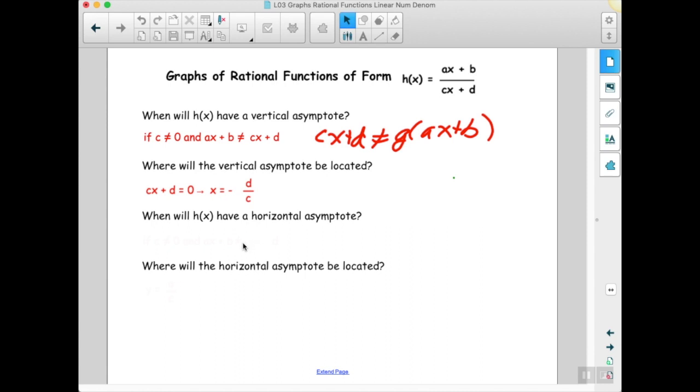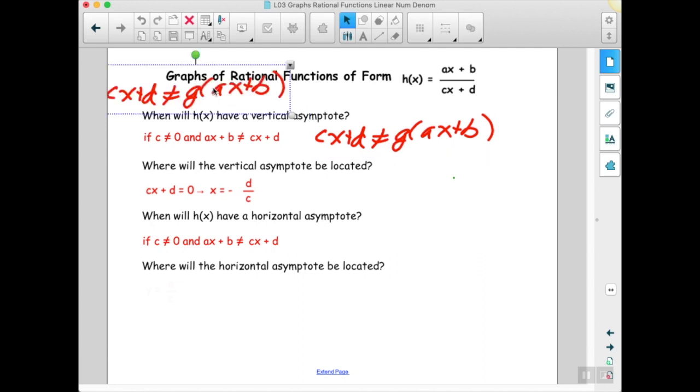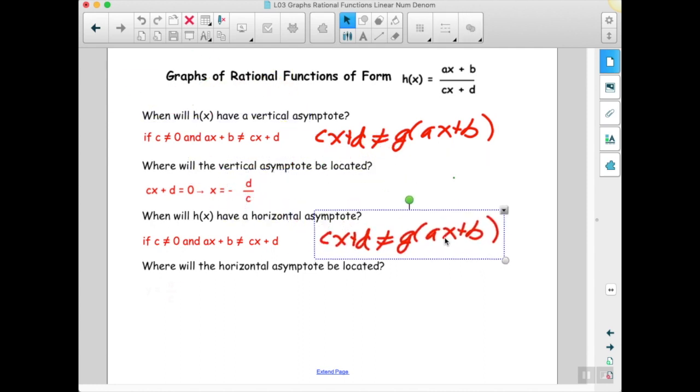When will we have a horizontal asymptote? So again, we're noting that C can't be 0, because if C is 0, then again, we're just some kind of polynomial function. We are no longer rational. And I'm also noting again the same condition as above here, because if Cx plus D is a multiple of Ax plus B, then again we're going to get a horizontal line with a hole in the graph. And that horizontal line will not count as an asymptote.